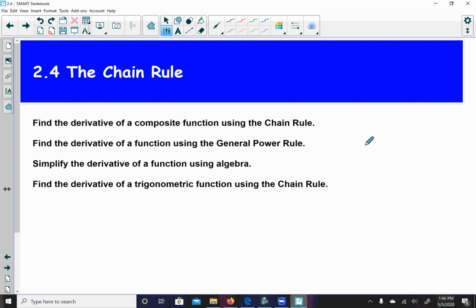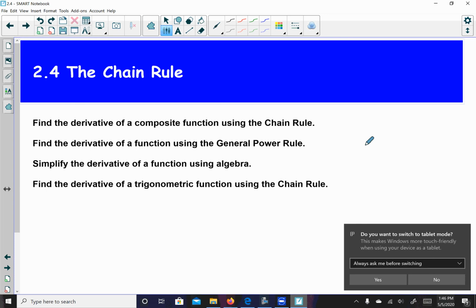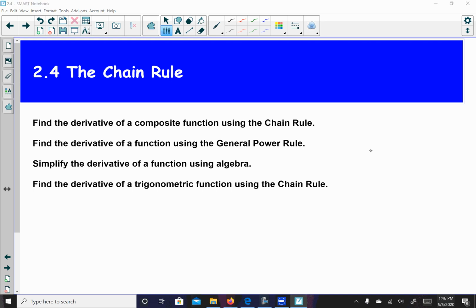So what we're going to do with the chain rule is take the derivative of a composite function. We're going to find the derivative using the general power rule, then simplify the derivative using algebra, and then find the derivative of trig functions using the chain rule. So let's get started.